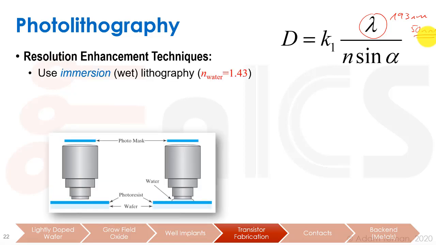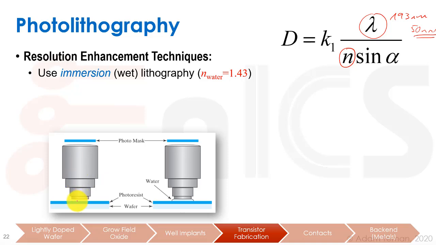So one of the ways to do it, again, we're going to take all of these things and try to improve them, is to change this n, right? We want to make this n larger. So if we, instead of using air here, so this is one of these focal lenses.